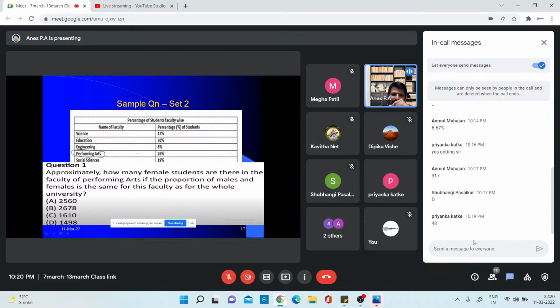Here, there is a total of 26%. 26% is the contribution out of 12,000. In that, we need to find how many female students are there in the performing arts. Anybody can try to do it. I will give 1 minute time. All of us try to do it.